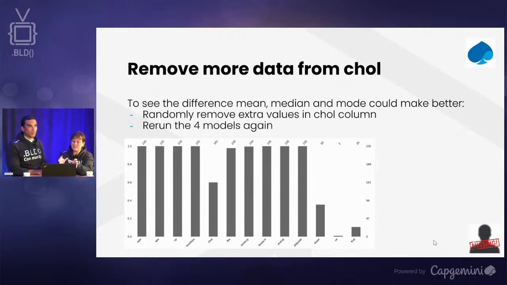So we randomly removed more data from the col column, and you can see in this graph that the col column has a lot more data missing than previously. Now we're just going to do exactly what we did. We're going to run all 4 models again.